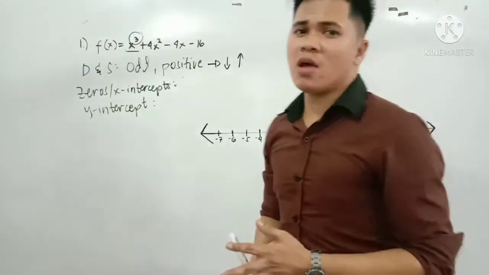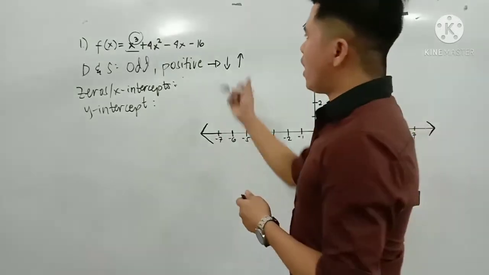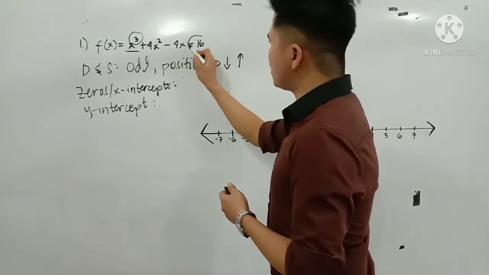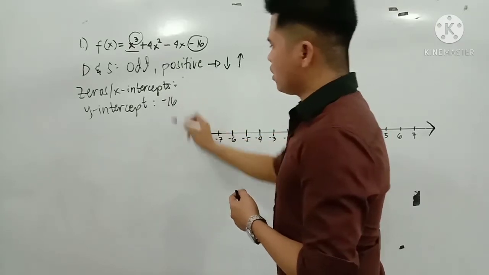The y-intercept is the constant of the given function. And our constant is simply negative 16. So therefore, the y-intercept is negative 16.